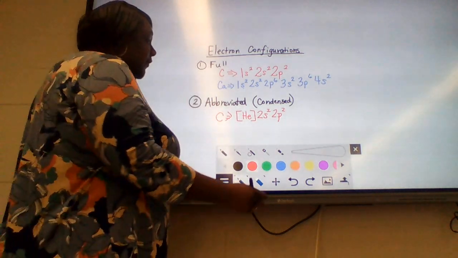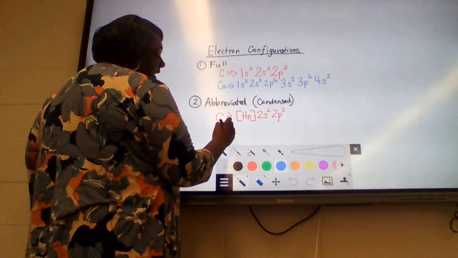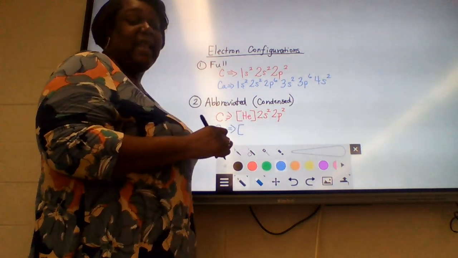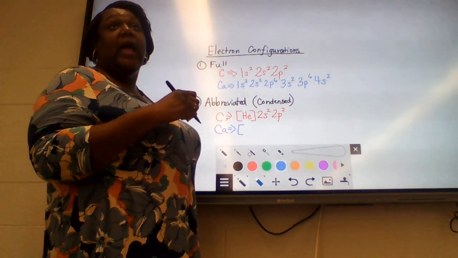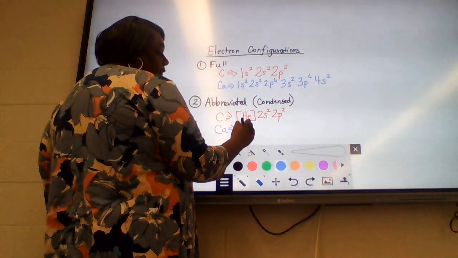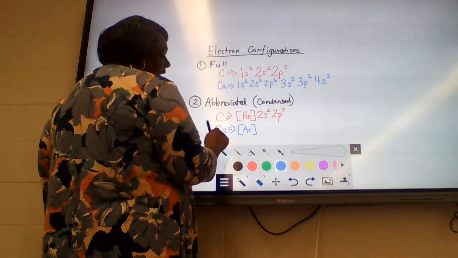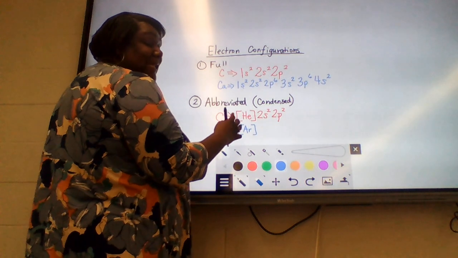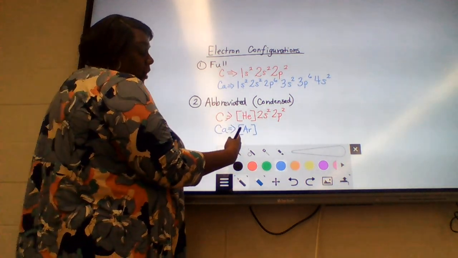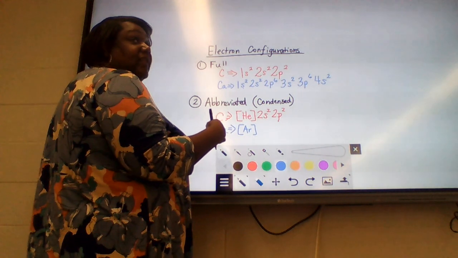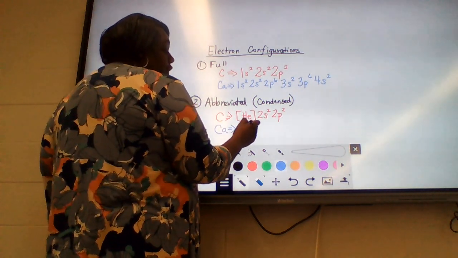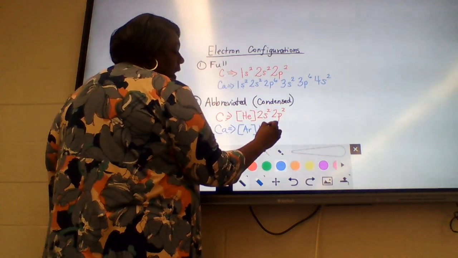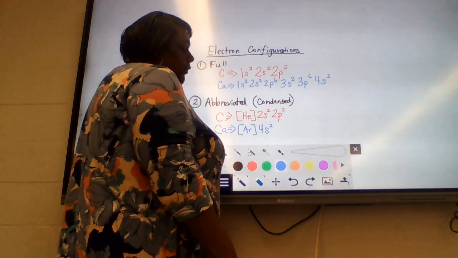Now, if we do the same thing for calcium, we know that calcium is on row 4, so I've got to figure out what noble gas is at the end of row 3. When I look at the periodic table, the last noble gas before I get to calcium is argon, and so I put argon in brackets. Again, that covers everything from hydrogen up to argon, so I just have to list everything that comes after argon. Argon's at the end of row 3, so I need to start on row 4, and so I would list my 4s2.